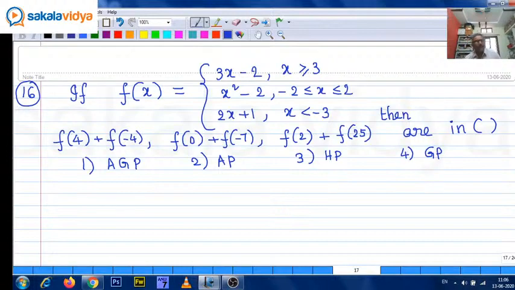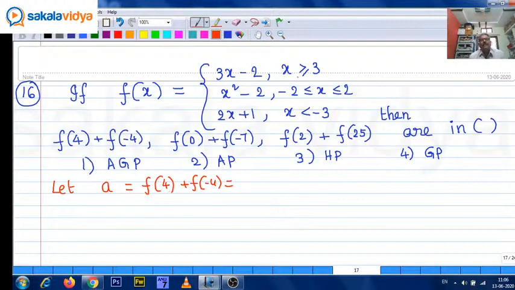So we need to find separately the values f of 4 plus f of minus 4, f of 0 plus f of minus 7, and f of 2 plus f of 25. We need to check the conditions for arithmetic geometric progression, arithmetic progression, harmonic progression and geometric progression. He has given the clue also to you. So first let us say A equals f of 4 plus f of minus 4.